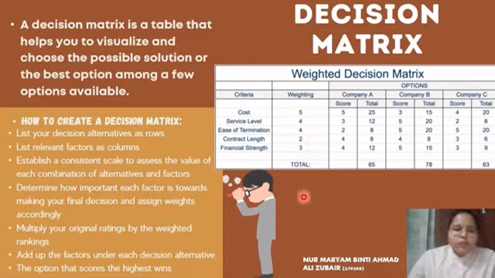After that, we multiply our original ratings by the weighted rankings. As you can see, we score the score here. There are 5, 3, 2, 4, and 4, and we must multiply this score with the weighting, and we will get the total, which is 25, 12, 8, 8, and 12. The same goes to the 2 other companies. And lastly, the option that scores the highest will win, which is company B with the highest score, 78.